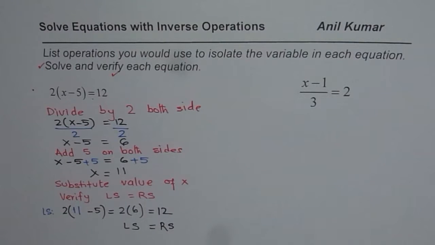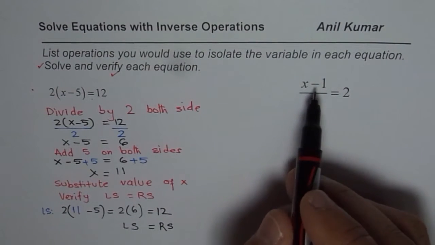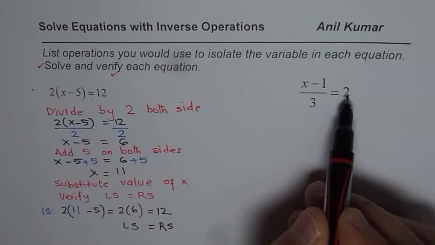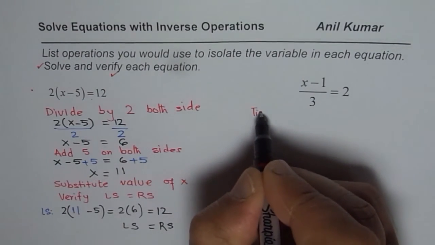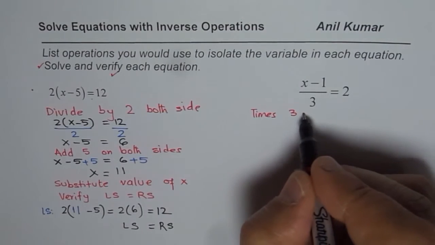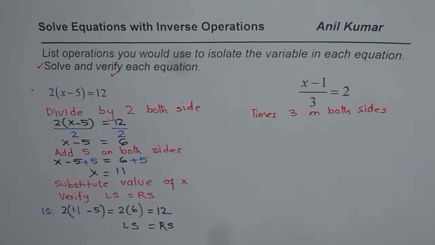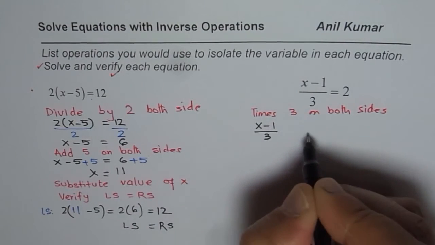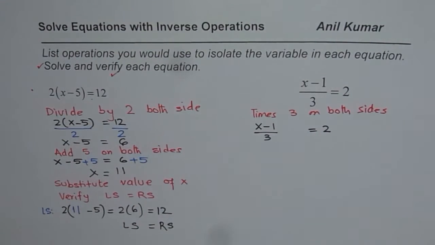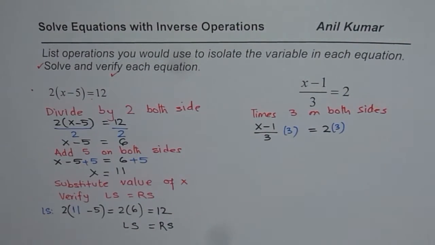I'd like you to pause the video and write down the steps for the second equation and solve. Here is how we should do it. The first step is, since it is x minus 1 divided by 3 equals 2, we should multiply by 3 on both sides. So times 3 on both sides. That is the first step. When you do that, you get x minus 1 over 3 equals 2. When we say times 3, that means we are multiplying by 3 on both sides, right?